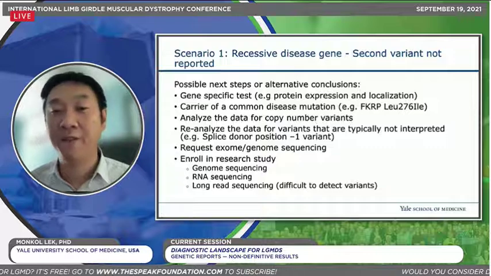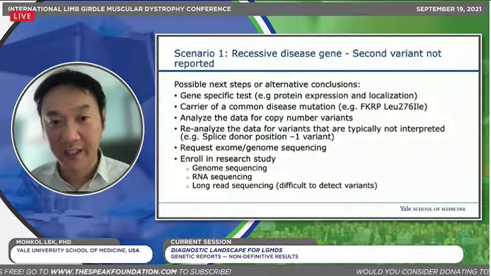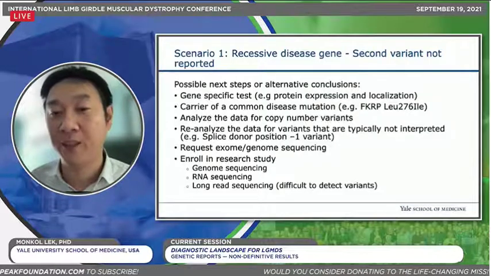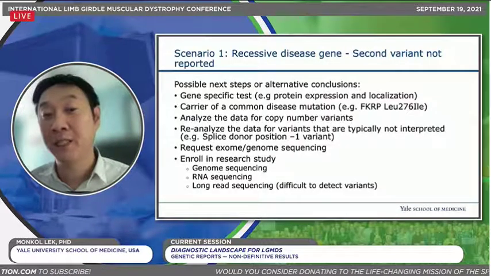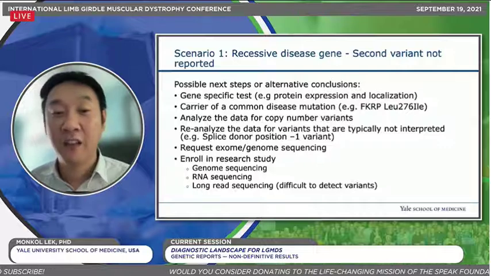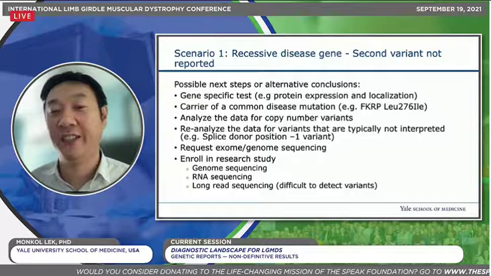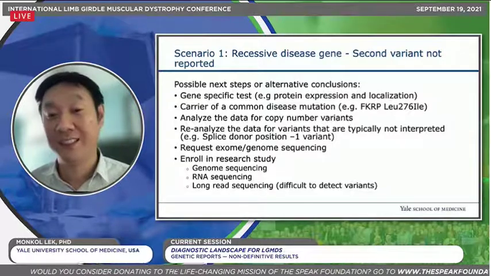So the FKRP founder mutation that I've listed here could be as high as 1% in the Northern European population. So you could just be a carrier of this mutation, and there is no second mutation because there is another gene that's actually causing your disease.